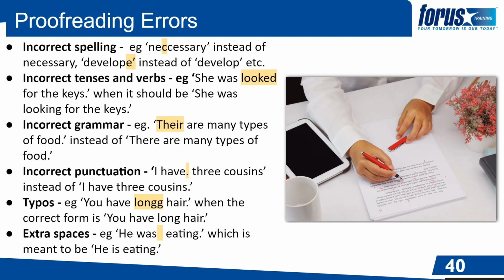Incorrect spelling, such as necessary instead of necessary, and develop instead of develop. Incorrect tenses and verbs. She was looked for the keys when it should have been she was looking for the keys. Incorrect grammar. There are many types of food instead of there are many types of food. Incorrect punctuation. I have full stop 3 cousins instead of I have 3 cousins. Typos. You have long hair when the correct form is you have long hair. Extra spaces. He was eating, which is meant to be he is eating.